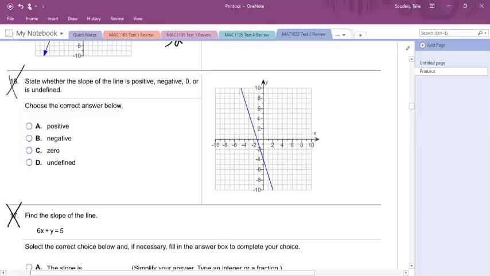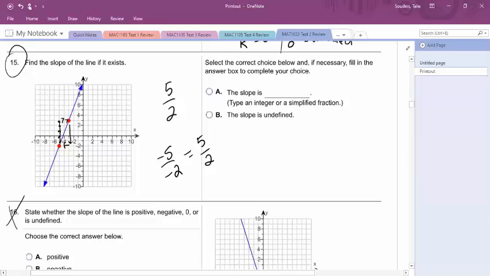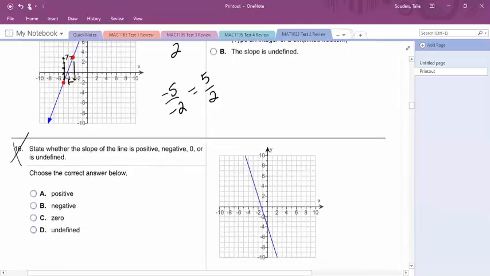Negative, because it's going down from left to right. Whereas the answer in number 15 was positive, right? Because it was going up from left to right. And then we know it's going to be 0, like we were talking about a minute ago. 0 is always going to be a horizontal line, and undefined will always be a vertical line. Those are just some things to keep in mind as you're doing the problems to make sure things are matching up correctly.